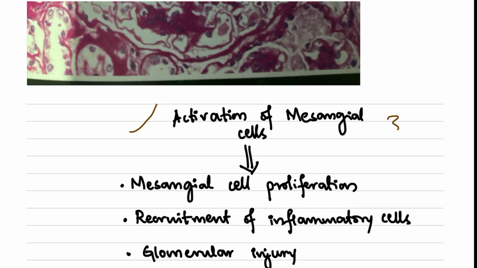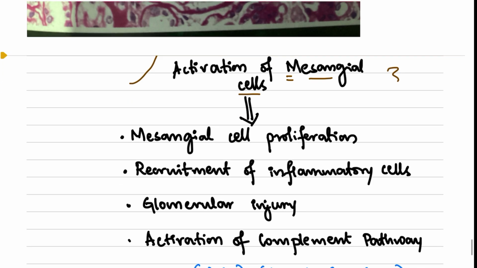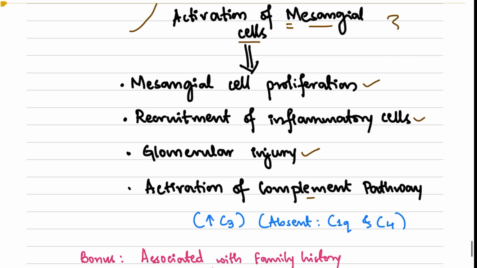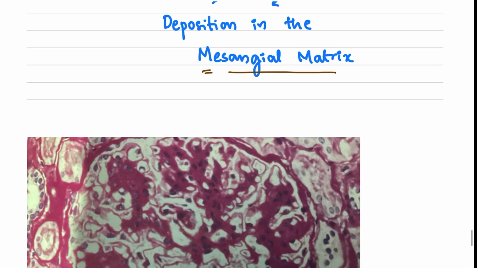So what happens, there will be activation of the mesangial cells. When these IgA antibodies go and deposit in the mesangial matrix of the glomerulus, there will be activation of the mesangial cells. This leads to mesangial cell proliferation. There will also be recruitment of inflammatory cells in the mesangium. Finally, all these inflammatory cells will lead to glomerular injury. There will also be activation of the complement pathway, in which we can see elevated levels of complement 3 proteins, but complement 1q and complement 4 are absent in the glomerulus. So this is the main pathophysiology of IgA nephropathy.